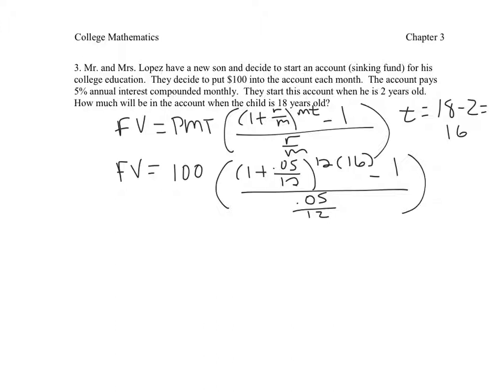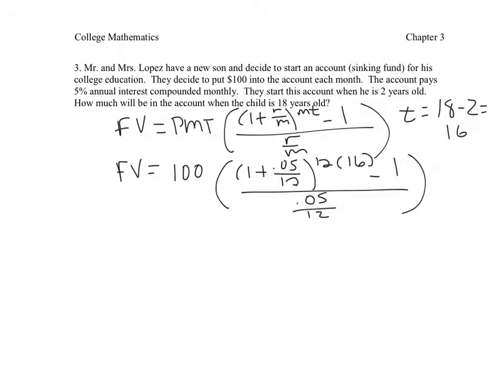All right, let's see what happens if you go to your calculator. Remember, always start with your inside parentheses. So you will need to take your 0.05, divide it by 12, add 1 to that answer, then you can raise it to your exponent, which is 12 times 16.